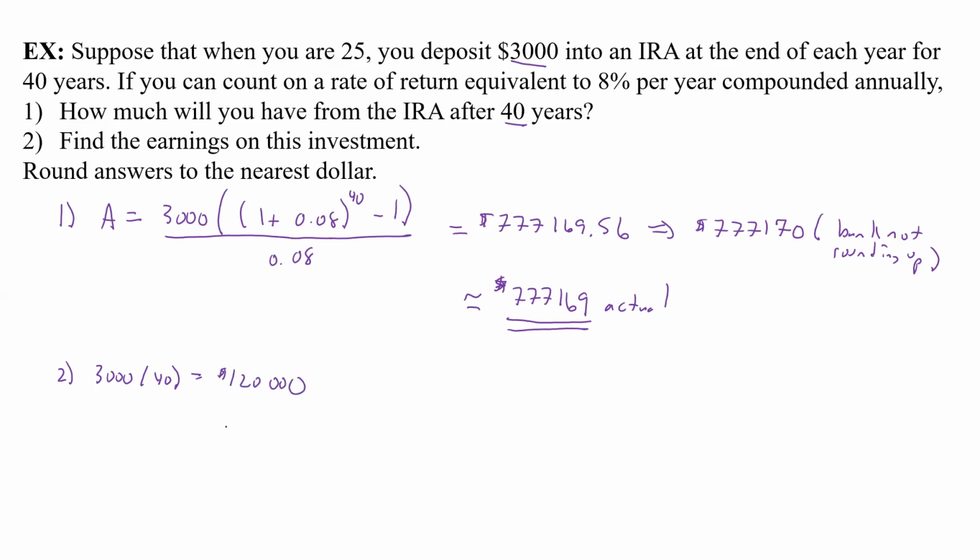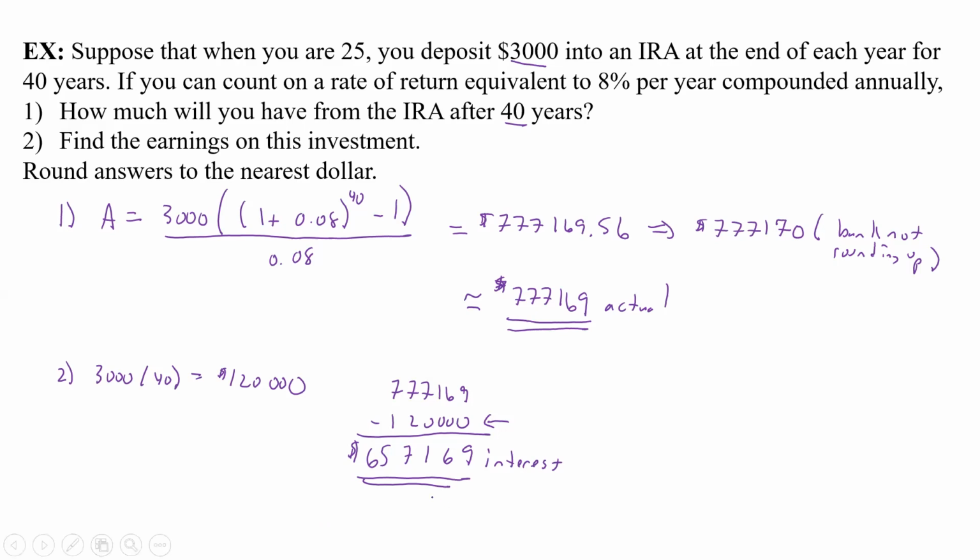And so that's going to be 120,000. All right, so if we subtract that off of there, we'll take 777,169 minus 120,000, and we get 657,169. So it looks like this is how much interest we have earned on that original deposit of 120,000 over that 40 years. So we made $657,169.